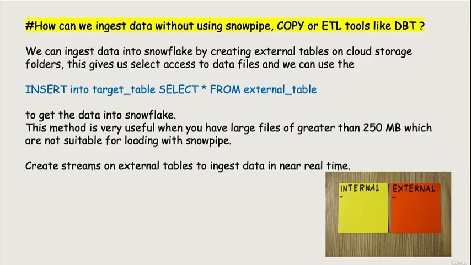This method is very useful when you have files greater than 250 MB, which is not suitable for loading with Snowpipe. We can load files up to 5 GB in size with this method. An alternate method to ingest data is to create streams on external tables, which will enable us to ingest data in near real time into Snowflake from files that are added to cloud storage.